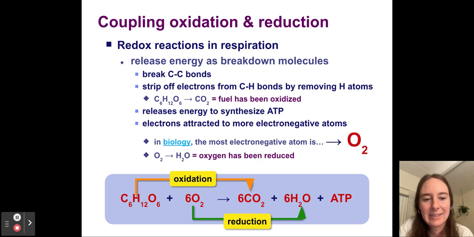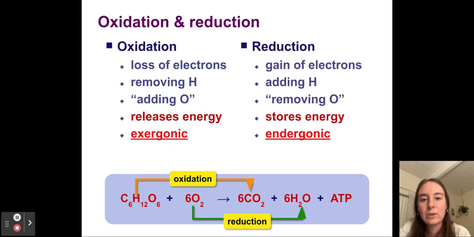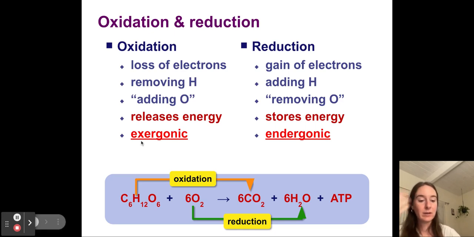Okay. All right. So just a summary, oxidation is losing electrons, or another way of thinking about it is removing hydrogen atoms from a molecule. Another way of thinking of oxidation is adding oxygen. This overall releases energy because you're breaking bonds, you're removing hydrogen from something, and that's releasing bonds, and it's an exergonic reaction. Again, you're breaking bonds, you're breaking hydrogens off.